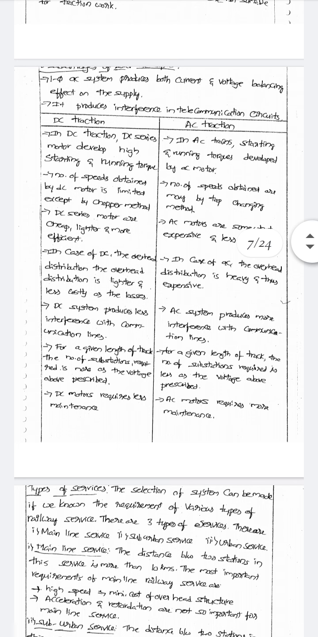The next point. In case of DC, the overhead distribution is lighter and less costly, as the losses are less. In case of AC, the overhead distribution is heavy, thus expensive.